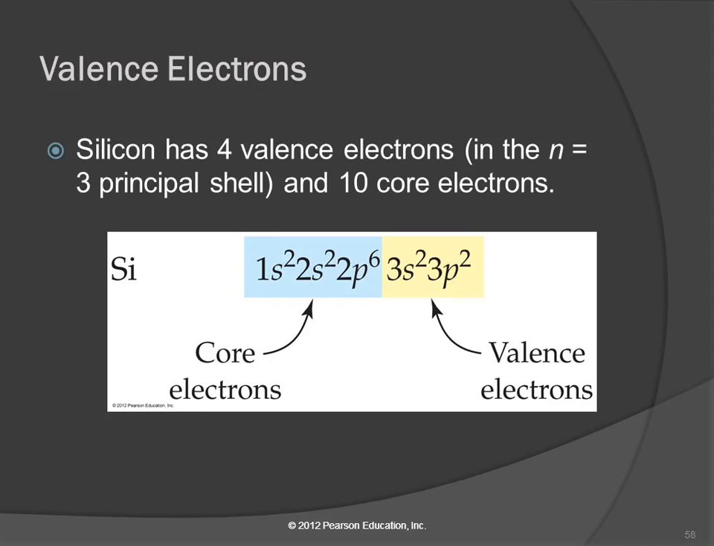So if we look at an electron configuration for silicon, 1s2, 2s2, 2p6, 3s2, 3p2, we're looking at these large whole numbers here. 1, 2, 2, 3, 3. 3 is the largest number, right? So 3 is the highest principal quantum number. All of the valence electrons are in the third level. There's 2 in the s subshell and there's 2 in the p subshell. So these are the valence electrons, and everything else are the core electrons.